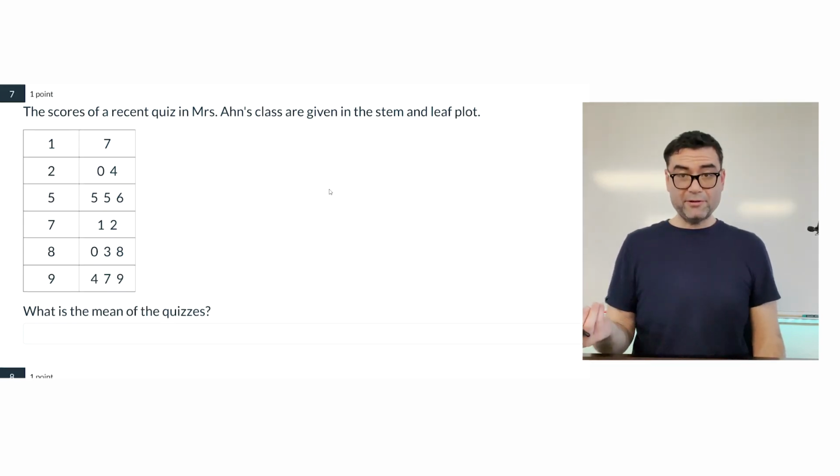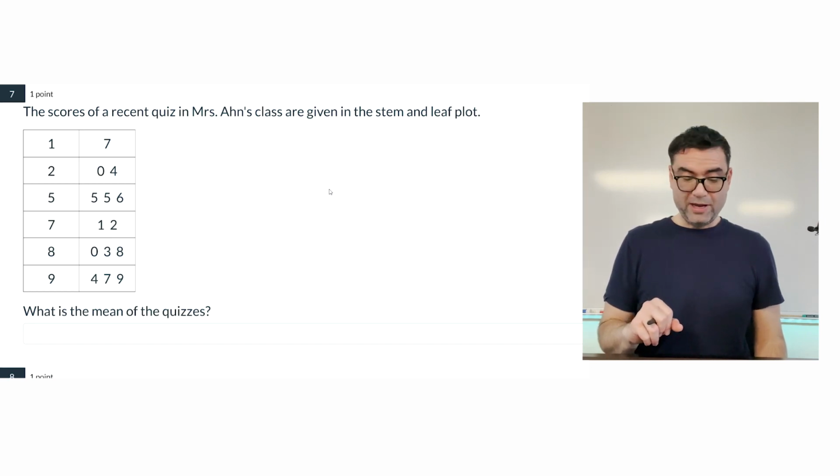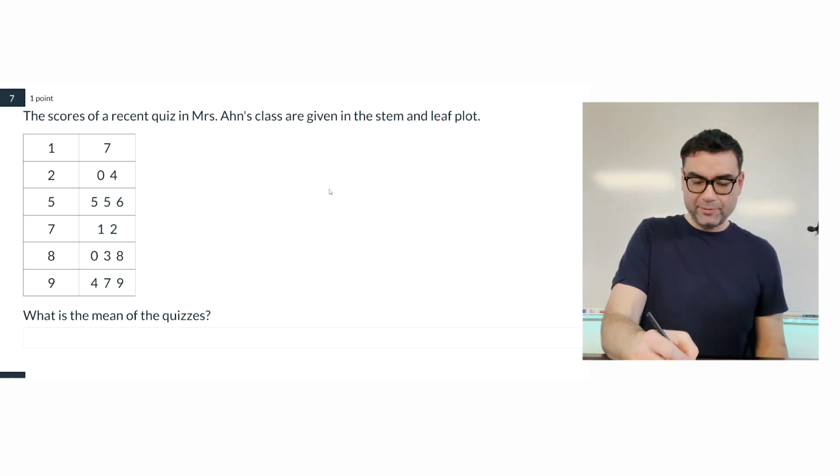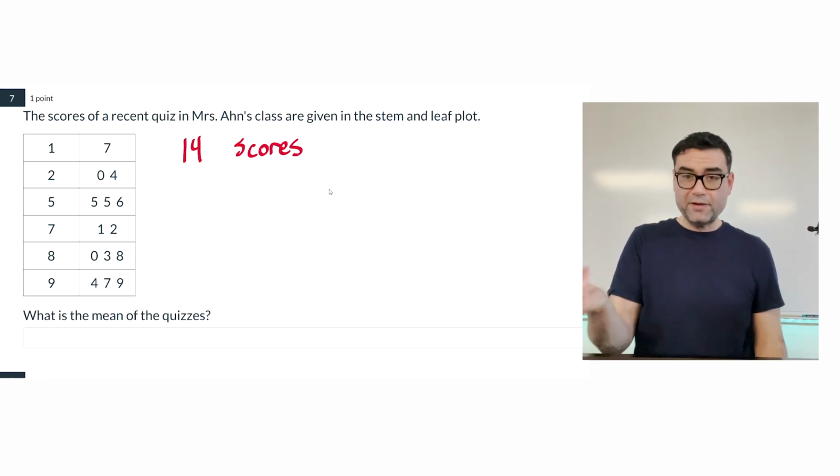All right, what is the mean of the quizzes? So I'm going to go ahead and steal my values from before. So to find a mean, we're just going to add up all the values and divide by the number of values. So from the previous question, I did find out that there are 14 scores. So we are going to divide by 14.